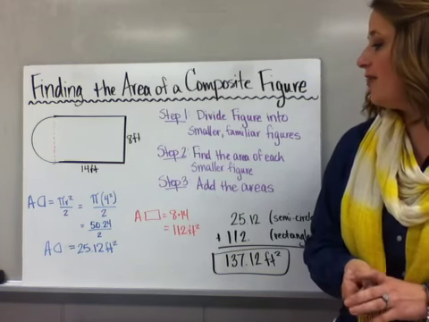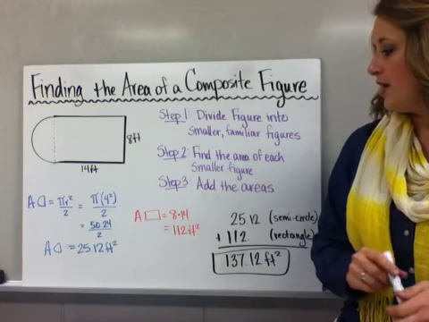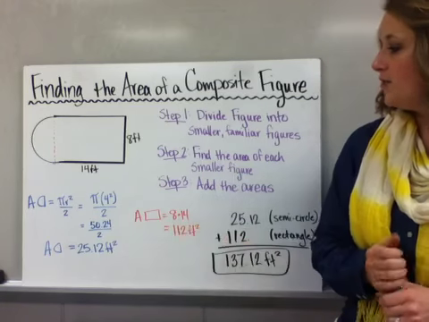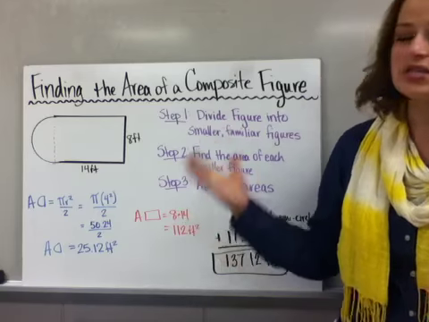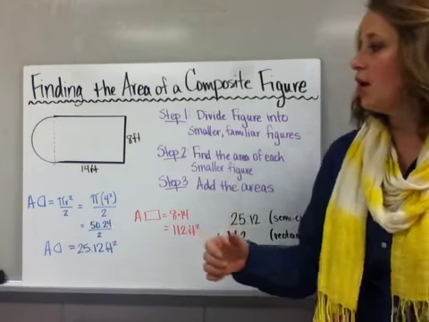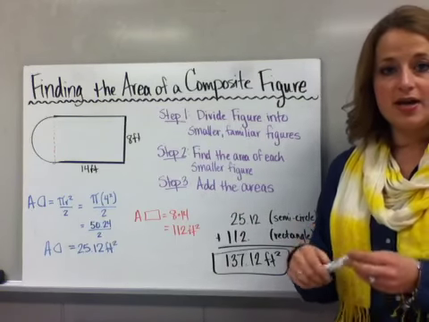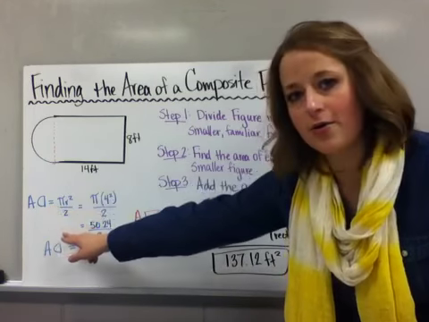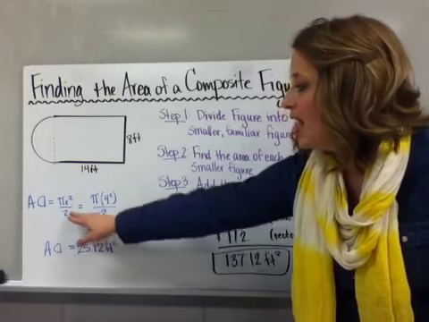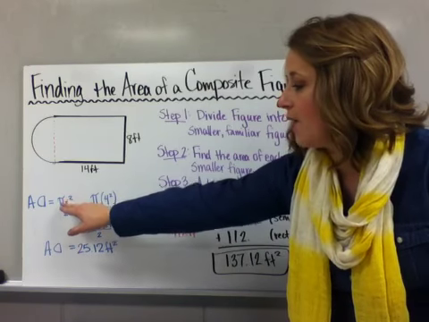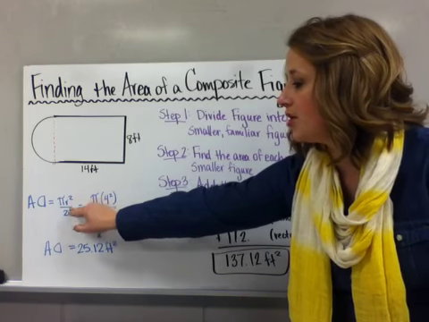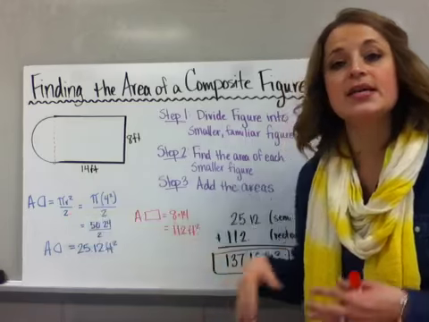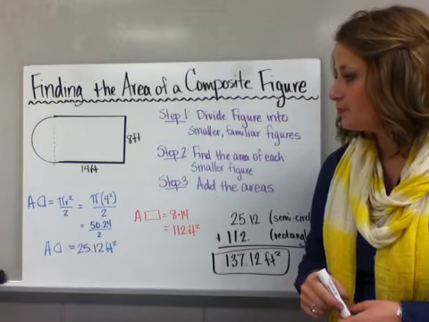Step two is to find the area of each smaller figure. I found the area of each figure in different colors. This is just a trick that I do, but I think it really does help to keep straight which area it is that you're finding. Area of, that's not a backwards D, that's a semicircle. That's going to be equal to, see how I have the formula for area of a circle divided by 2 because it's half of that circle.